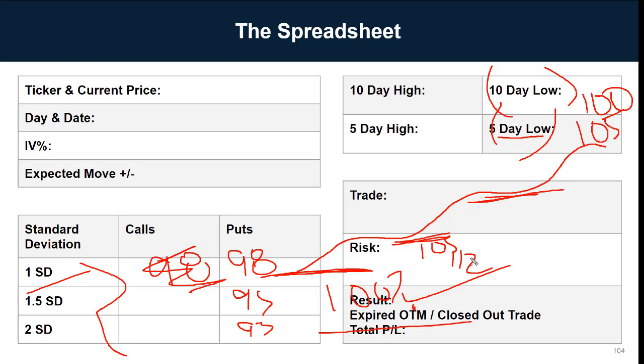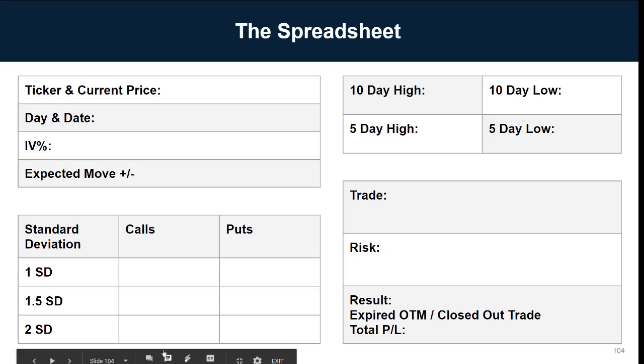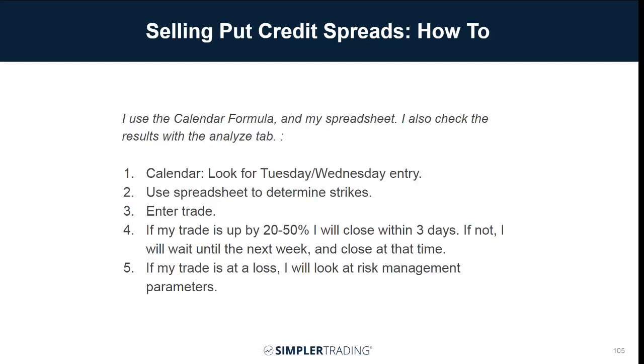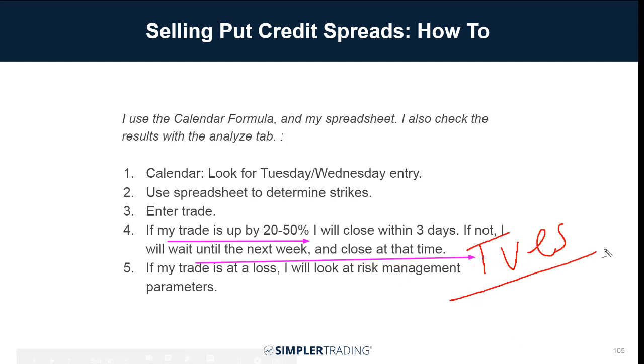And then, of course, like I also said, you can do the at the money put credit spread, just like that, where you're going to be selling it right at the money for a much better credit, but still keep in mind the 10-day and 5-day highs and lows. So just going to check out your calendar. Really everything that we're doing is based on the calendar, and you also need to keep your risk parameters in mind. If it's up by 20 to 50%, then I'm going to close within 3 days. If not, I will wait until the next week and close it at that time, the next Tuesday. The reason is because you do not want to have risk on.